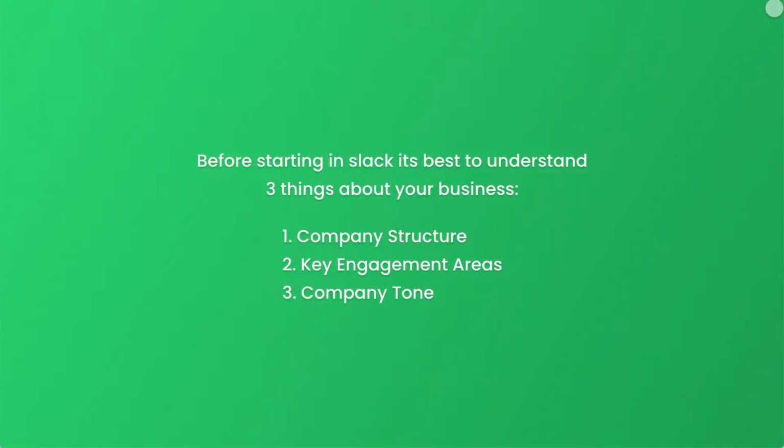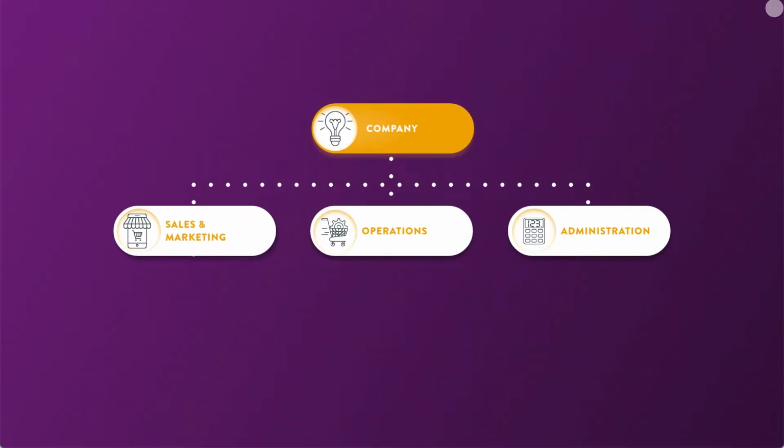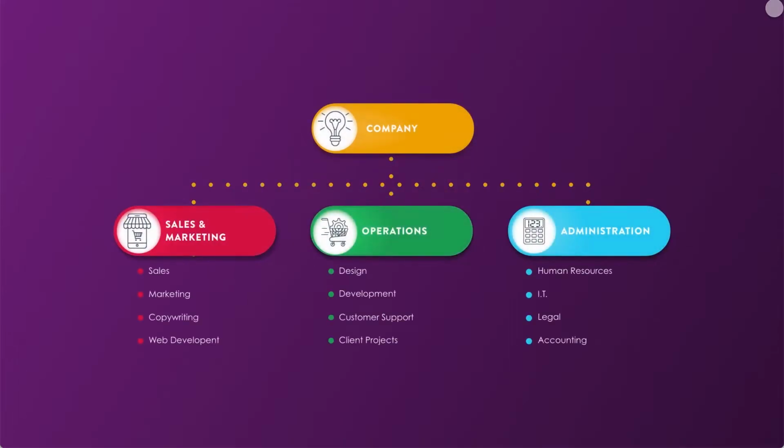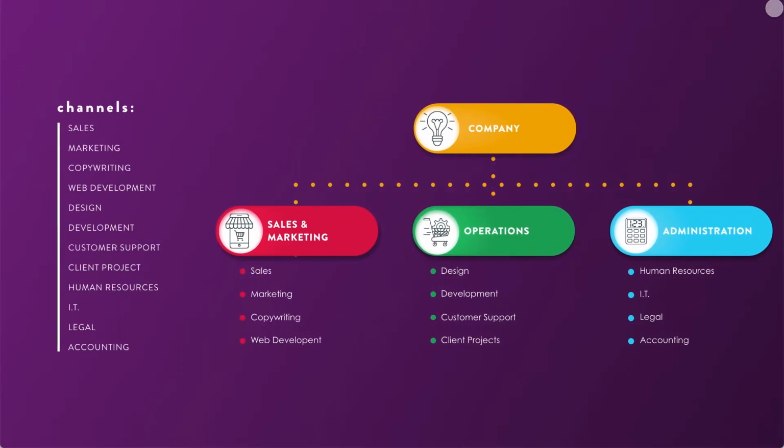Before getting started in Slack, it's important to understand three things about your business: company structure, key engagement areas, and company voice or tone. And when it comes to company structure, most businesses can be broken down into three main groups: sales and marketing, operations, and administration. And each one of these groups can be broken down into smaller subgroups. These subgroups can be called our key engagement areas, our channels of communication. That's an outline of what we need to get started in Slack.